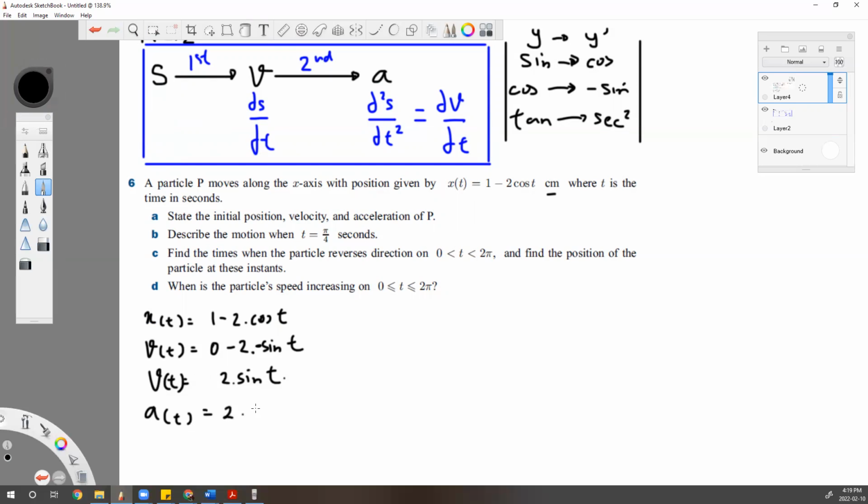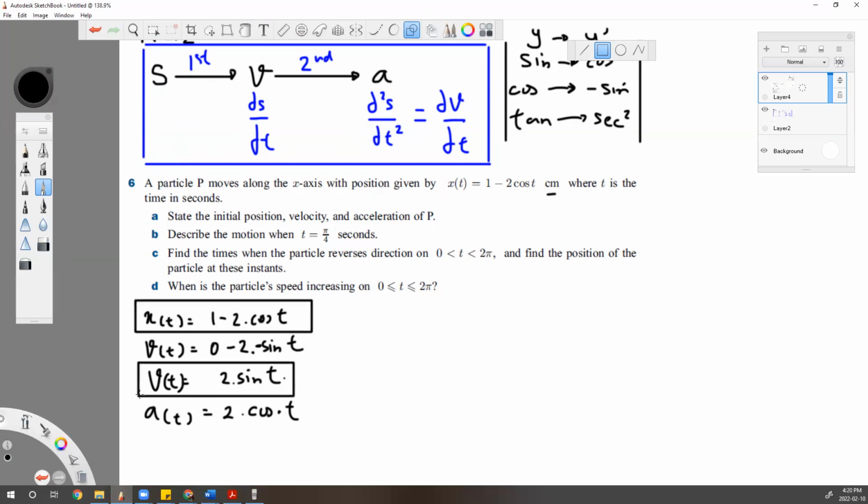2 times sine becomes cos t. Done. Okay, I can erase this because this is only the working. Oh, no need to erase. I think we need to put a square on the important part. So question A, let's answer question A.